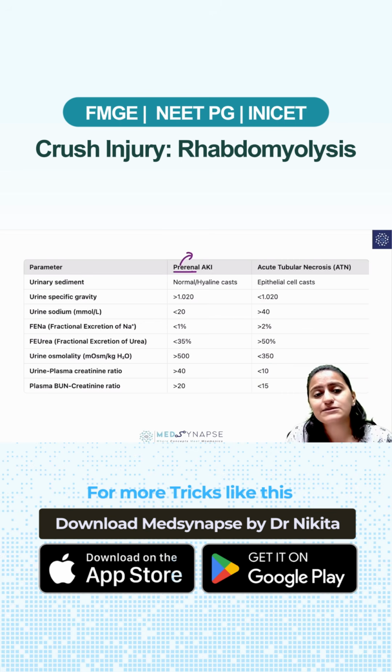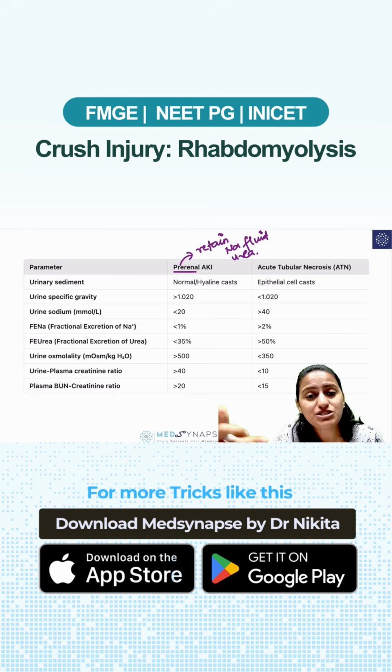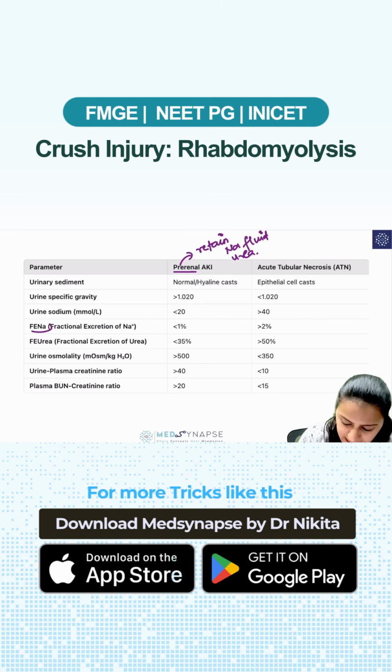So, in that case, what is the kidney going to do, right? It will retain the fluid, right? It will retain sodium, it will retain the fluid, it will retain the urea as well, right? So, the fractional excretion of sodium in the pre-renal one is going to be less or more? Excretion of sodium, right? FeNA is going to be less in pre-renal.